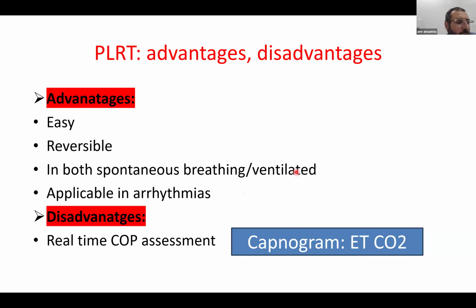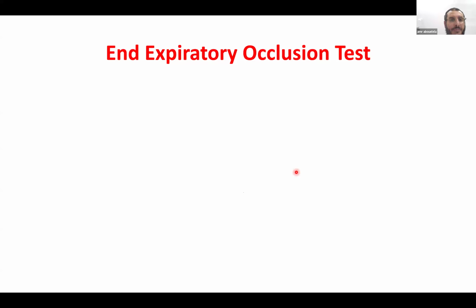It's very simple. If you don't have very complicated tools, you don't have the echo, you don't have the PICO, you can use the passive leg raising test, which is a very simple test. Wait 1 minute and check if there is a 15% increase in the end tidal CO2. This means simply that the patient is fluid responsive and you can think about giving fluids. This is a simple interpretation way for this test.